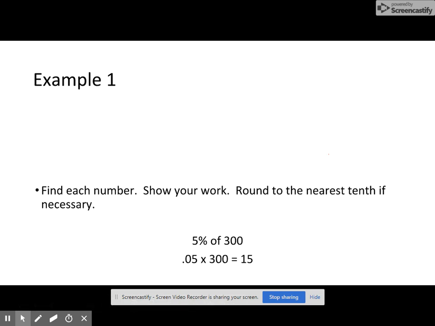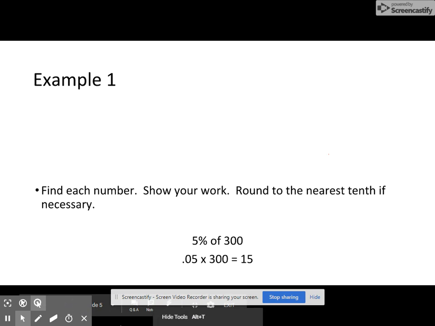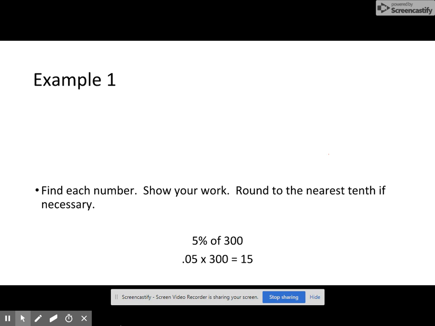Notice that I did not show all of my work out doing this. I just showed the steps of doing the problem. We are okay with you using a calculator throughout this chapter and this unit to solve these problems. So there is the solution for the first example, 15.